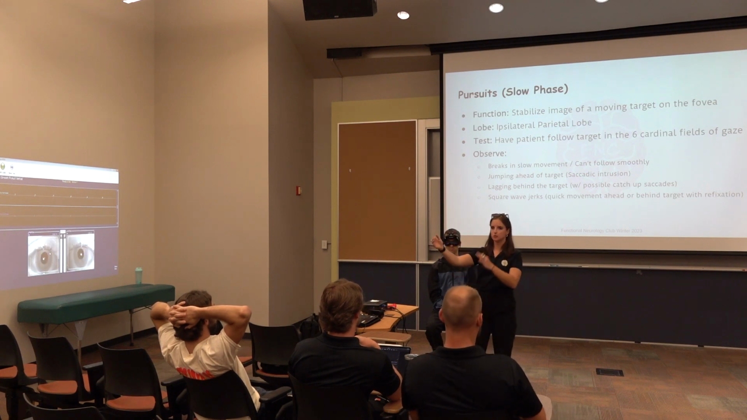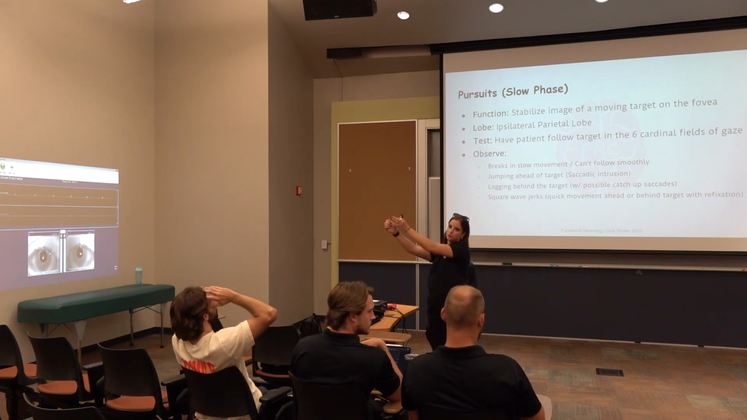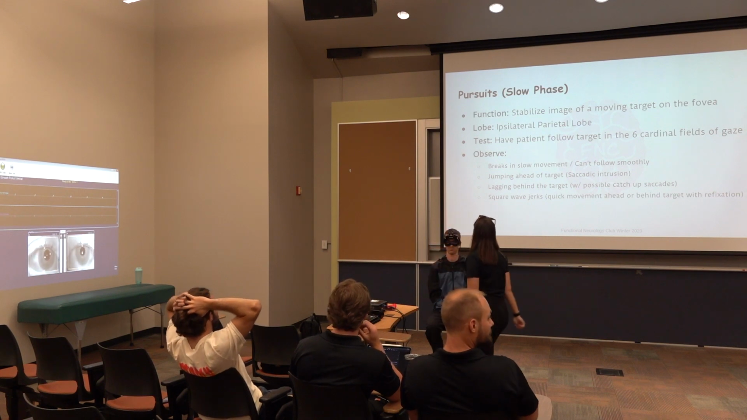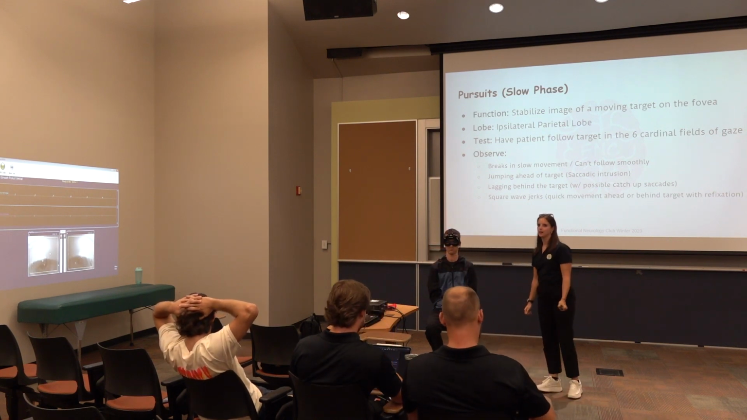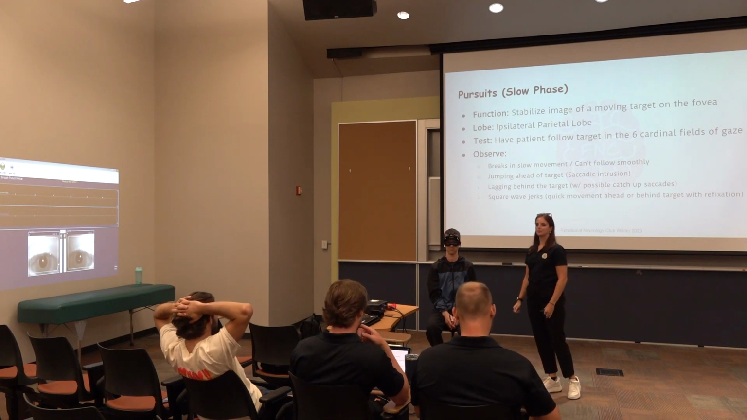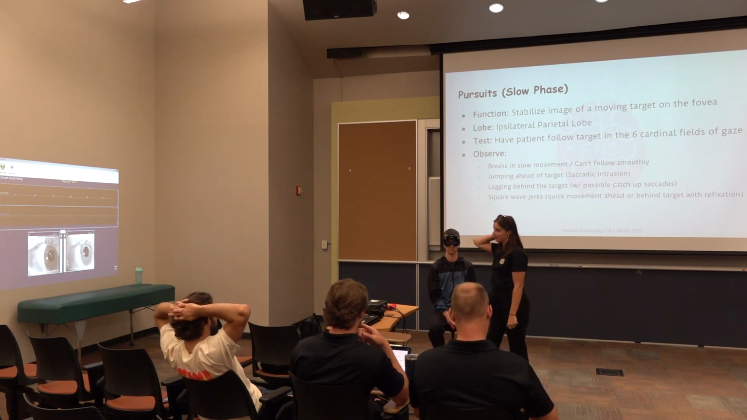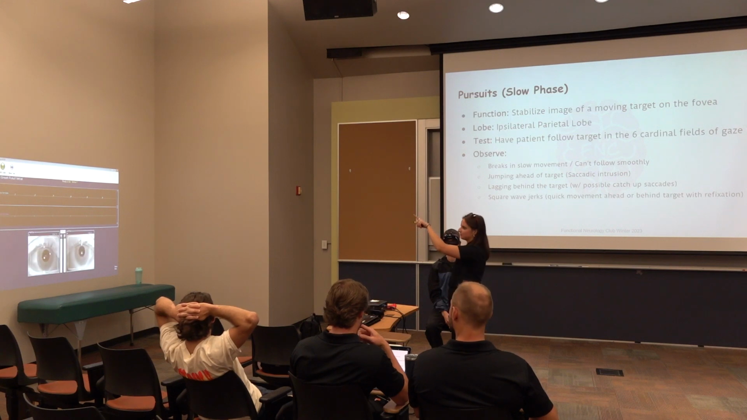You can have catch-up saccades, so his eyes are falling behind and he jumps back to the target. And then you can also have square wave jerks. Your eyes don't actually move in a square. That took me longer than it should have to figure out. It's just because of how it looks on a graph, it'll literally form a square.